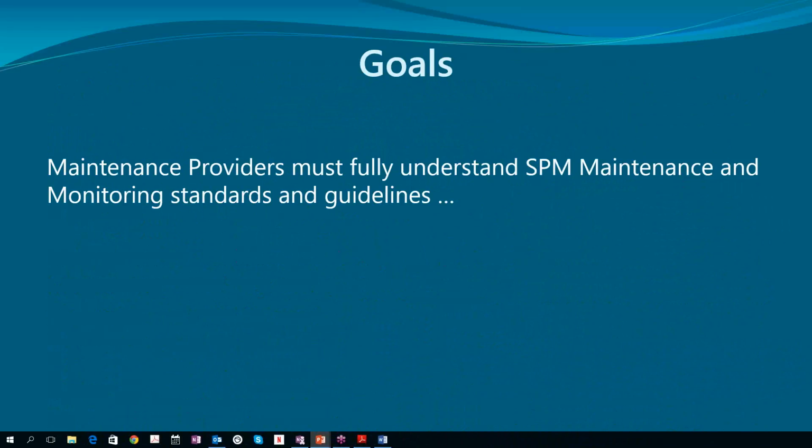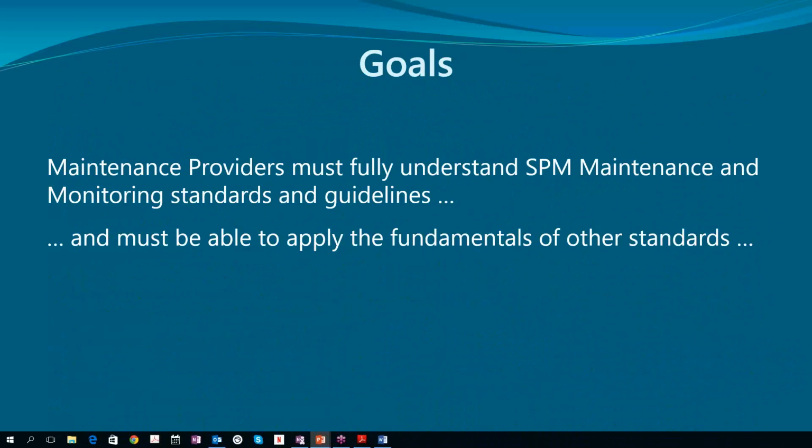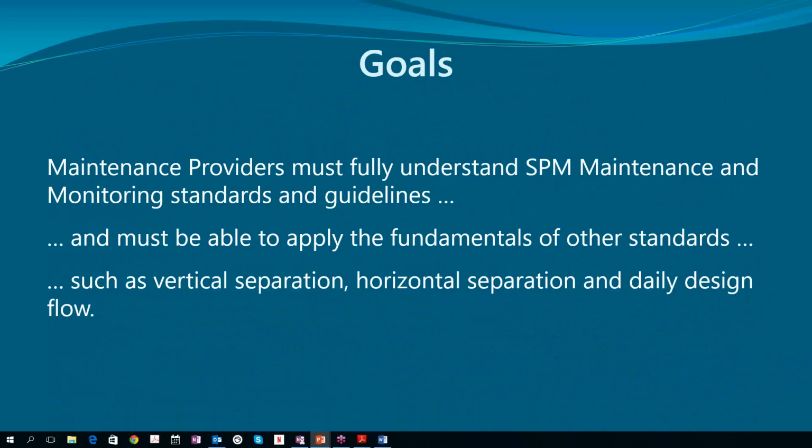If we're going to make conclusions about whether the system is big enough to support the use, then we need to understand how to determine daily design flow and some other things. If we're going to comment about the performance, then we need to understand the fundamentals at least of some of the other standards, like VS, horizontal separation, and DDF.